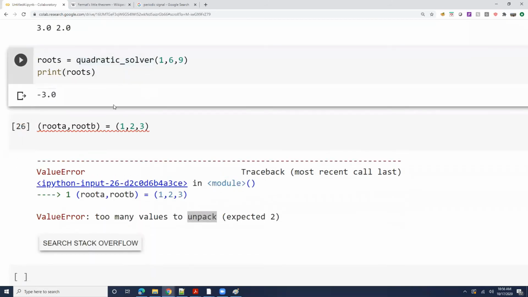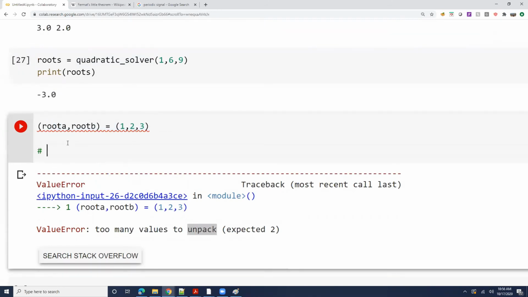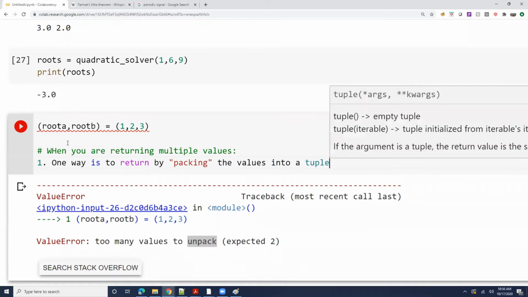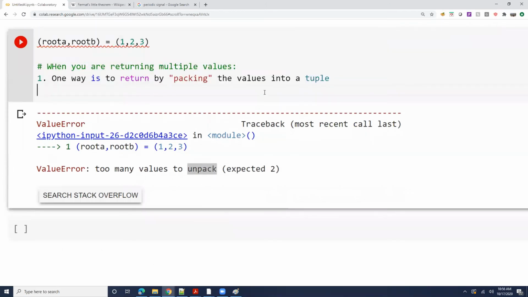Now, just to reiterate what happened. When you are returning multiple values, one way, and this is not the only way, is to return by packing the values into a tuple. But what is the issue with this method? What are the potential problems with packing the values into a tuple?